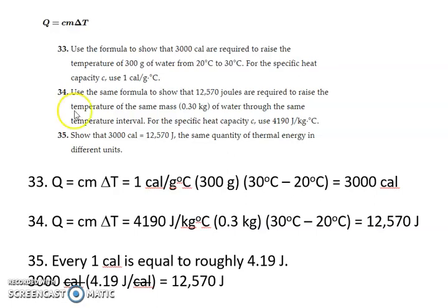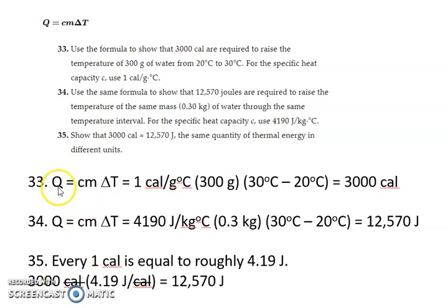temperature in degrees Celsius. For problem 33, we're asked to use the formula to show that 3,000 calories are required to raise the temperature of 300 grams of water from 20 degrees Celsius to 30 degrees Celsius. We're asked to use the specific heat capacity of 1 calorie per gram degree Celsius for water.